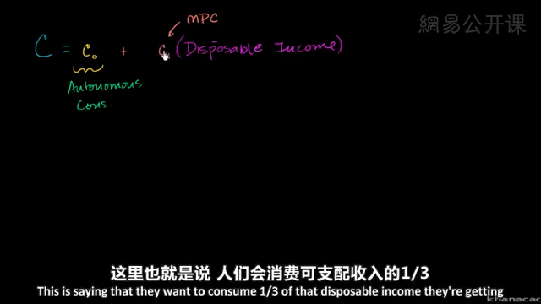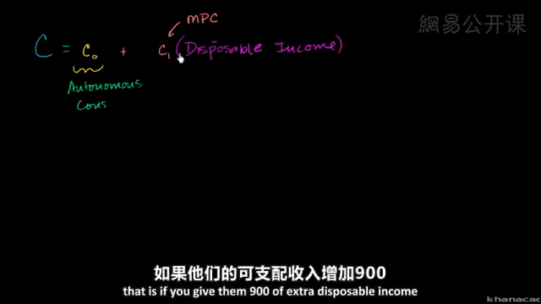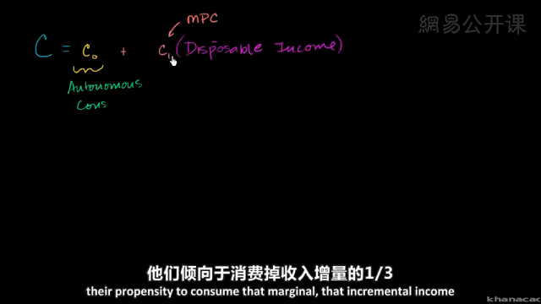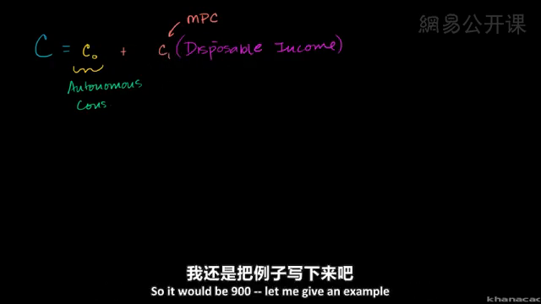This is saying that they want to consume a third of that disposable income they're getting. That is, if you give them 900 of extra disposable income, their propensity to consume that incremental income, they're going to consume a third of it. And so this would be a third. So it would be 900. So let me give an example.